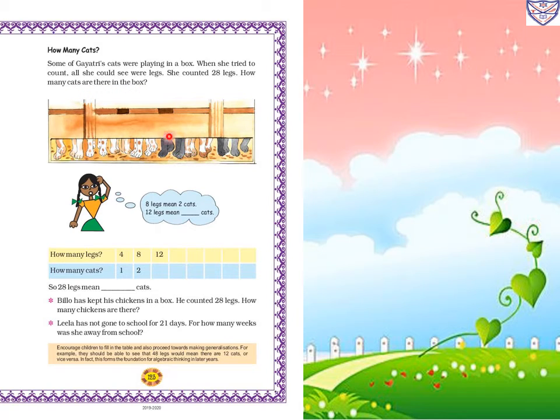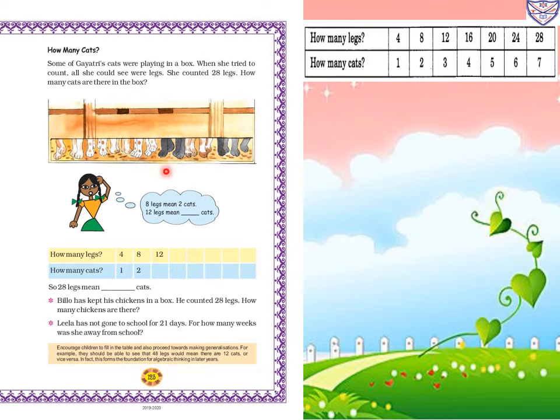So we have to find out how many cats are there in a box. So she is confused. 8 legs means 2 cats. Each cat, one cat is having 4 legs. Okay, so 2 cats is having 8 legs. So 12 legs means dash cat.